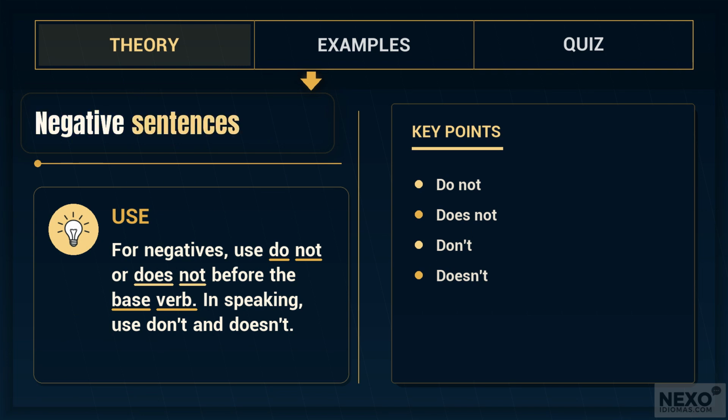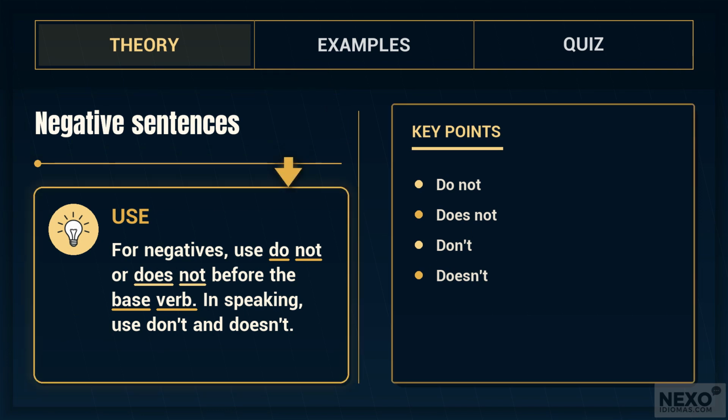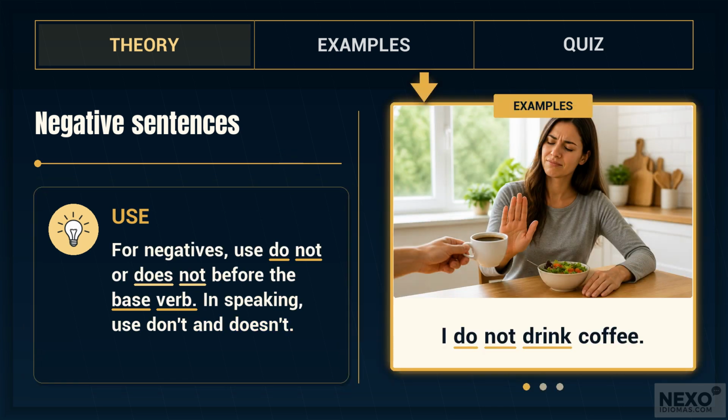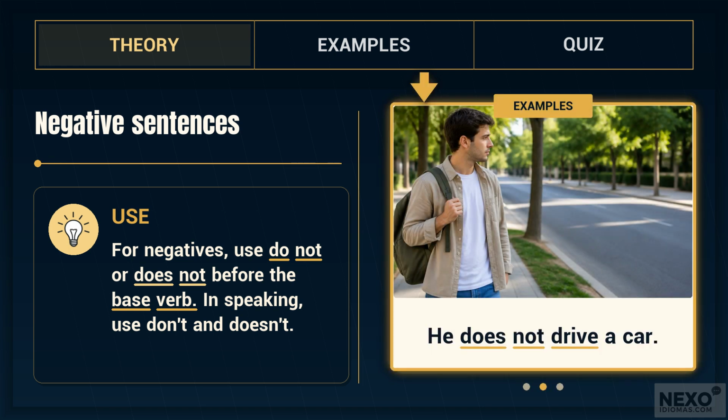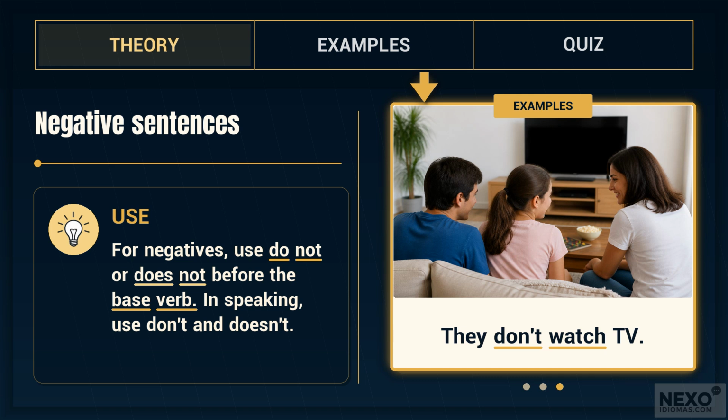Negative sentences. For negatives, use do not or does not before the base verb. In speaking, use don't and doesn't. Example: I do not drink coffee. Example: he does not drive a car. Example: they don't watch TV.